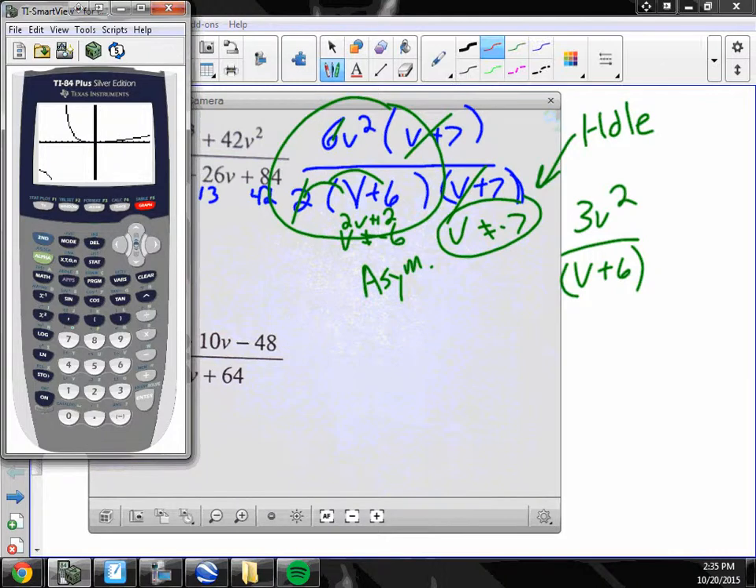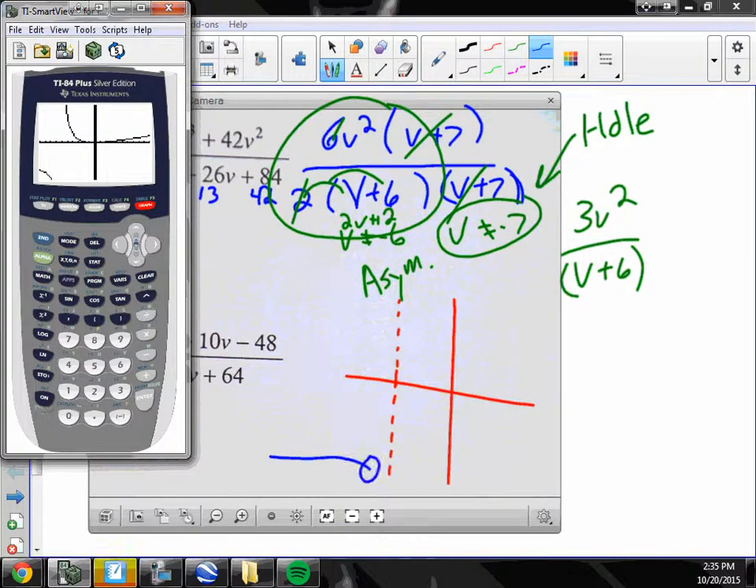So this is what's going on. I do have an asymptote over here. And then this piece is coming in like this. And there's got to be a hole at negative 7. And then it's dropping off. And then this piece is coming down. And then it looks like that.